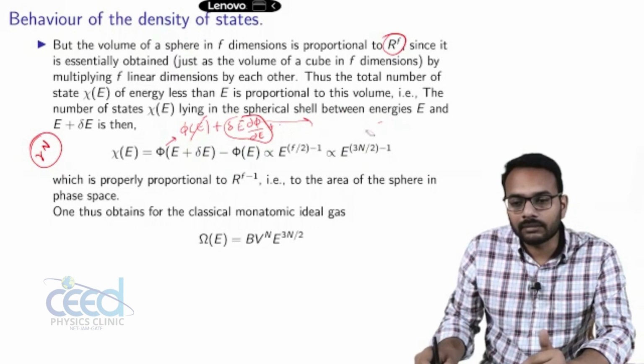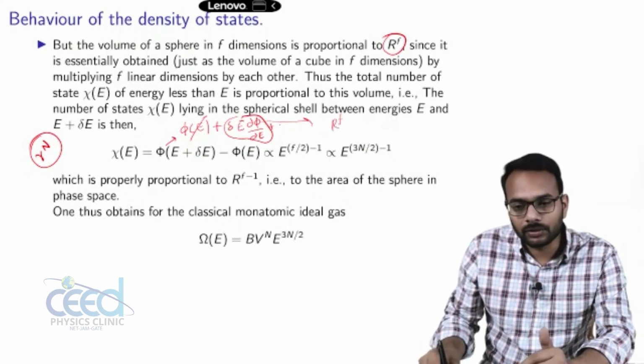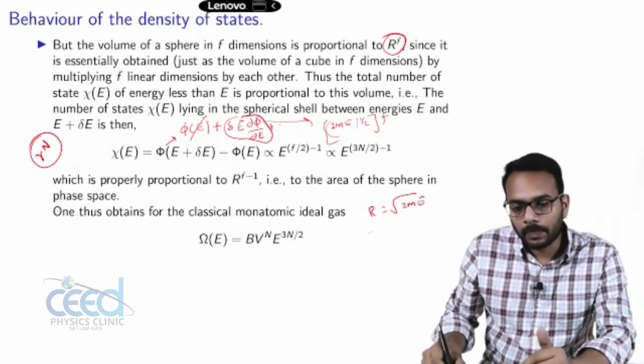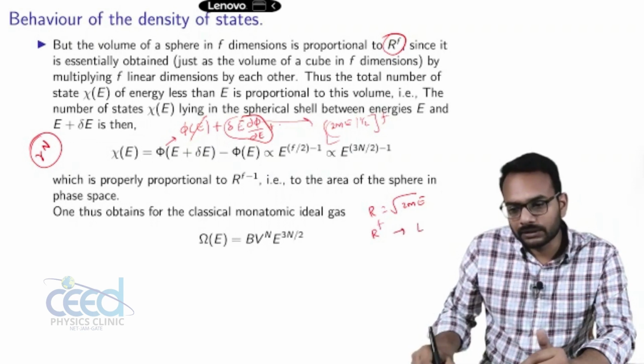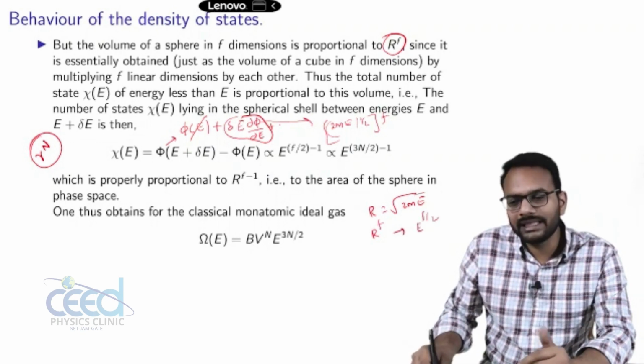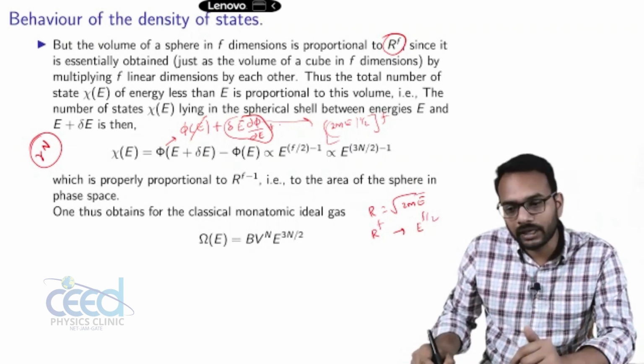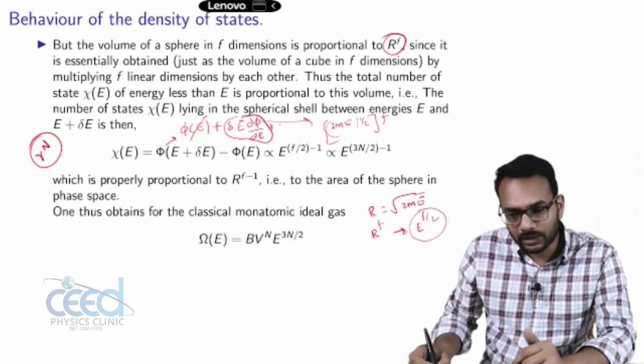Phi goes like r raised to f, that is 2me raised to 1 by 2 whole raised to f. Am I right? Okay, കാരണം നമ്മുടെ r എന്ന് പറയുന്നത് സ്ക്വയർ റൂട്ട് ഓഫ് 2me ആണ്. ഓക്കെ, അപ്പോൾ r raised to f എന്ന് പറയുന്നത് it goes like e raised to f by 2. We don't need the other factors. All right, we are only interested in the order of magnitude. So r raised to f എന്ന് പറയുന്നത് ഇവിടെ e raised to f by 2 എന്നുള്ള രീതിയിലാണ്.